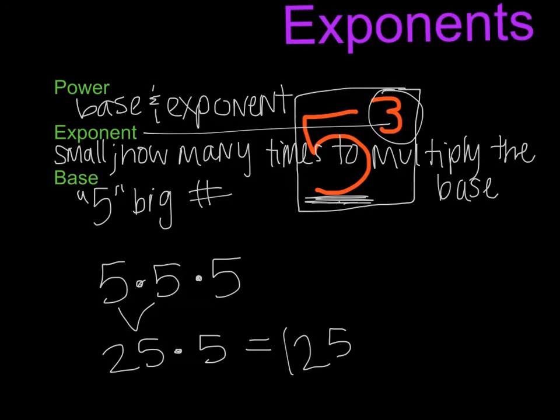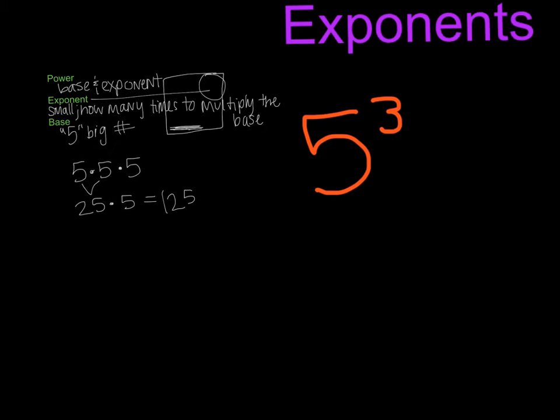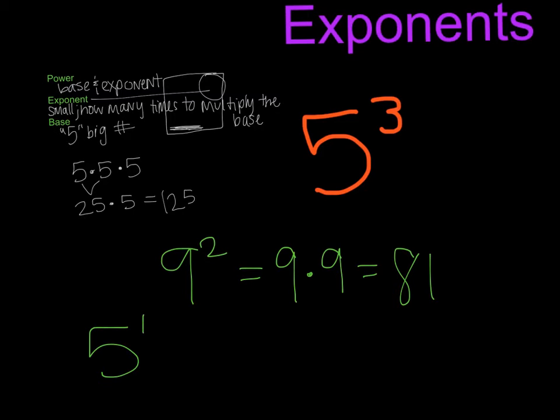Another example would be if I did 9 squared. That would be 9 times 9, which is 81. 5 to the first power means I have 5 one time. So my answer is just simply 5. 5 to the 0 power is the oddball. It actually is going to be just 1. Anything to the 0 power is in fact 1.